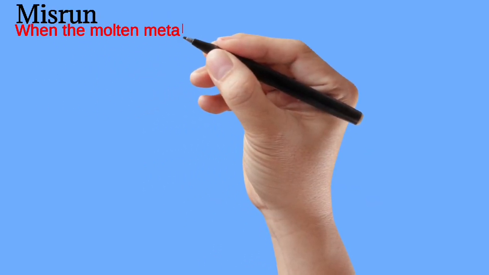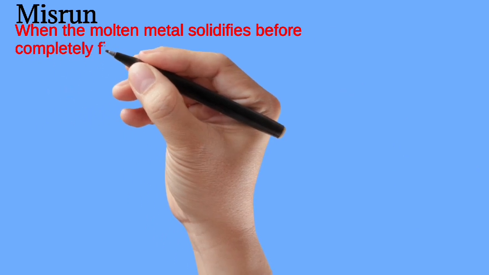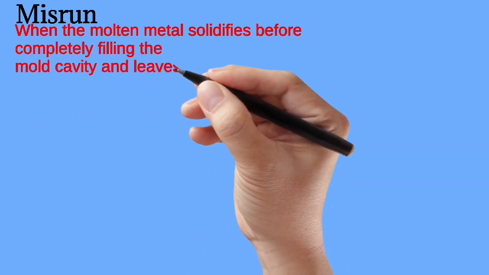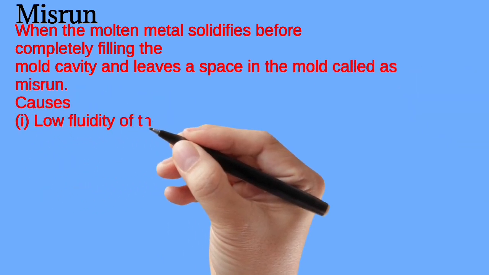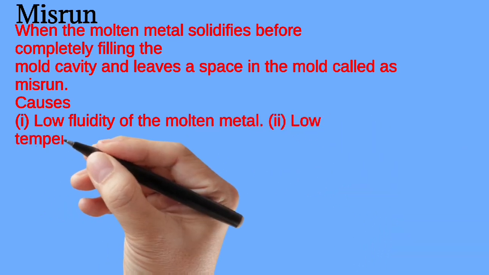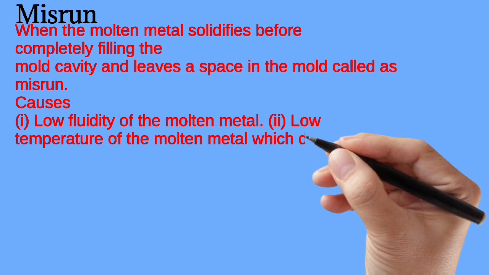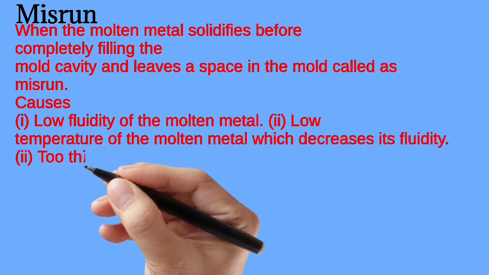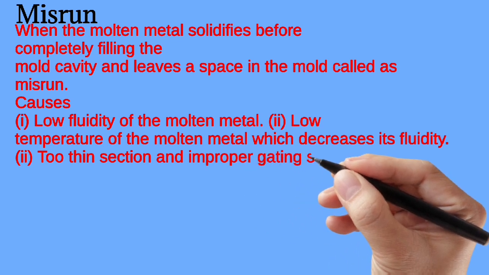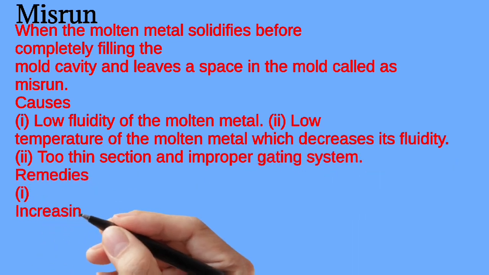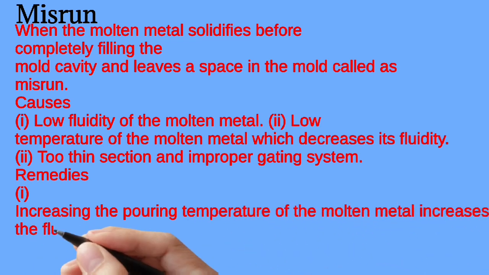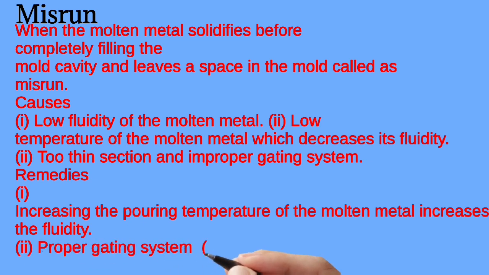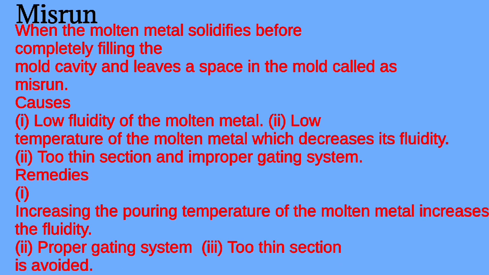Misrun. When the molten metal solidifies before completely filling the mold cavity and leaves a space in the mold, it is called a misrun. Causes: low fluidity of the molten metal, low temperature of the molten metal, which decreases its fluidity, thin section and improper gating system. Remedies: increasing the pouring temperature of the molten metal increases the fluidity, and a proper gating system to thin sections.